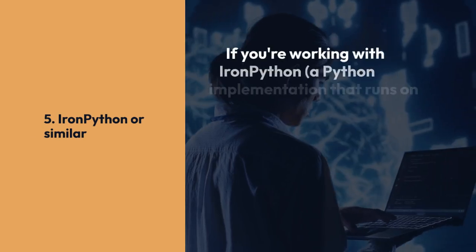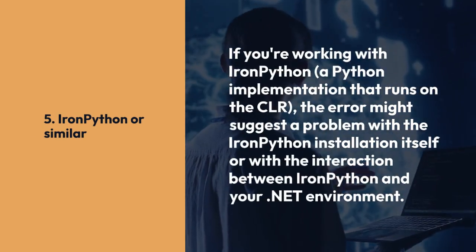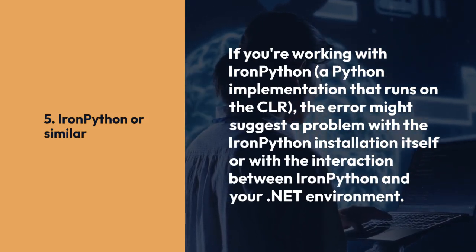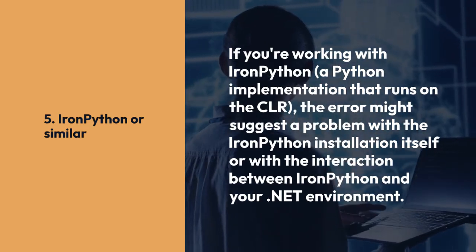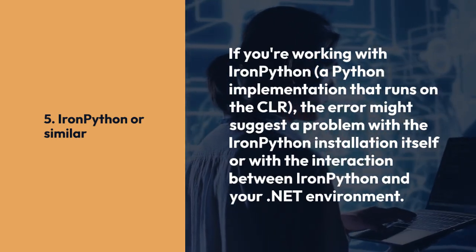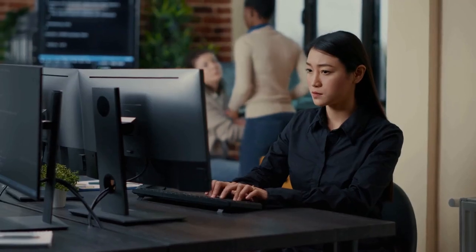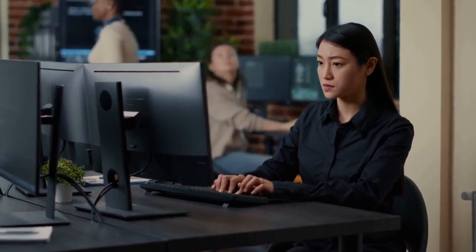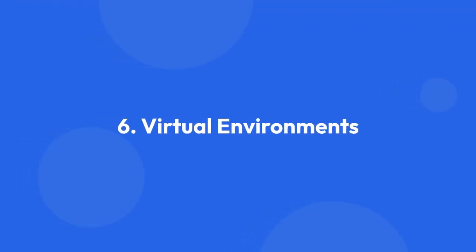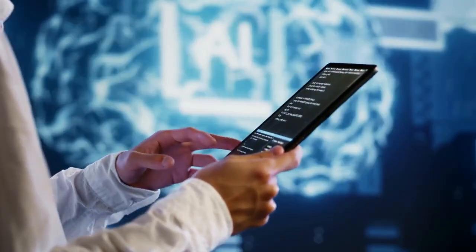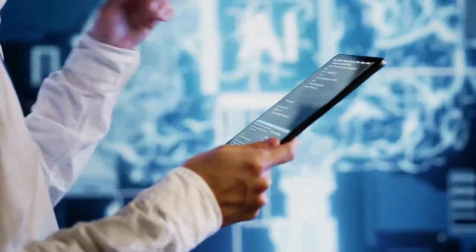5. IronPython or similar. If you're working with IronPython, a Python implementation that runs on the CLR, the error might suggest a problem with the IronPython installation itself, or with the interaction between IronPython and your .NET environment. You might need to reinstall IronPython or ensure its configuration correctly points to the necessary .NET components. 6. Virtual environments. If you're using virtual environments, ensure that you've correctly installed the necessary libraries within that environment. Installing .NET components outside of the virtual environment won't solve the issue within the environment.